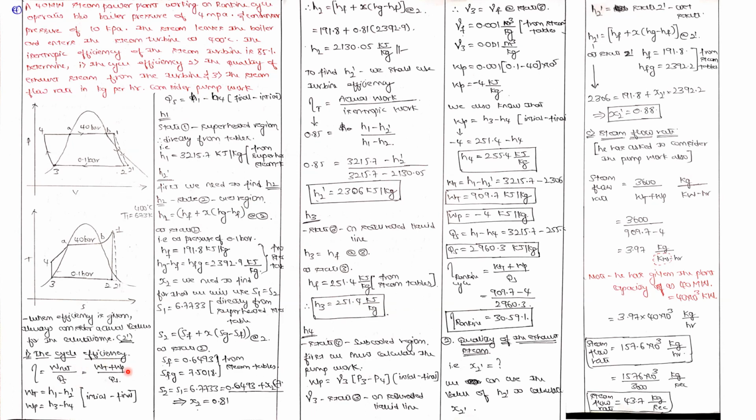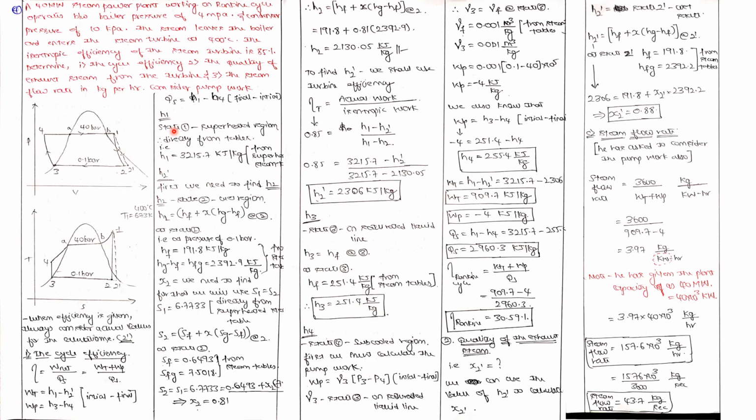How will you calculate the turbine work? Turbine work is initial minus final. Initial is H1 minus final, which is not H2 here, it is H2 dash. As I said to you, if the efficiency is given, always take the dash one. So H2 dash, and the pump work is initial minus final, H3 minus H4, and the heat supplied is H1 minus H4, final minus initial. Okay, now for that all I need to calculate is H1, H2 dash, H3 and H4. All the things you have to find out.